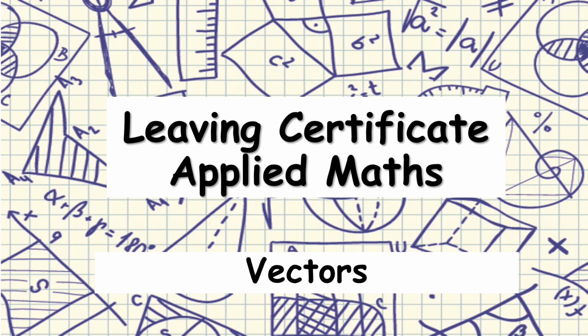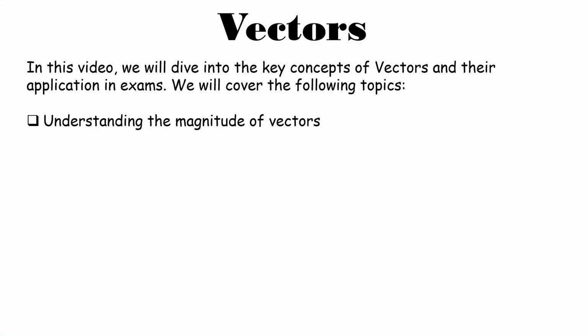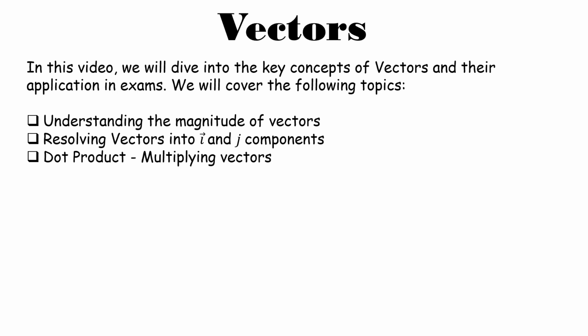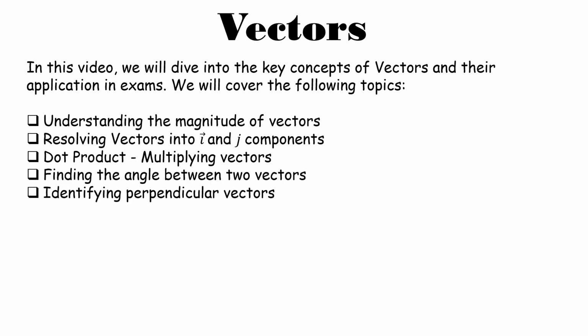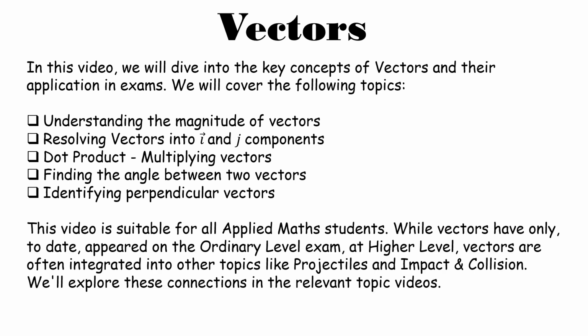In this video, we're going to look at vectors. So as part of this video, we're going to look at understanding the idea of the magnitude of a vector. We're going to resolve vectors into their i and j components. We're going to look at the dot product, so multiplying our vectors. We're going to find the angle between two vectors, and we're going to look at identifying if vectors are perpendicular.